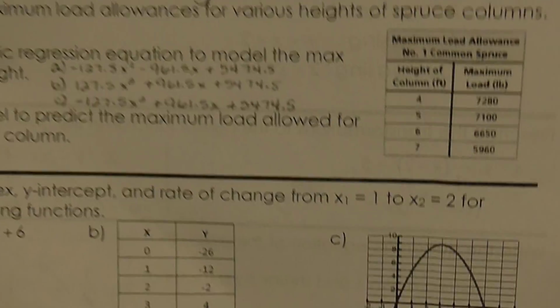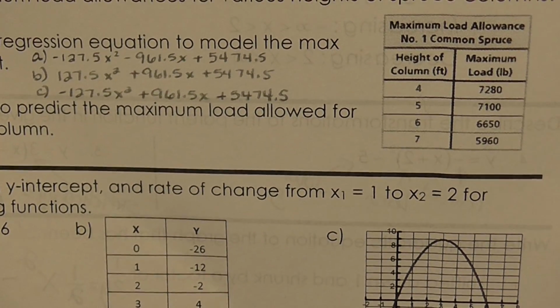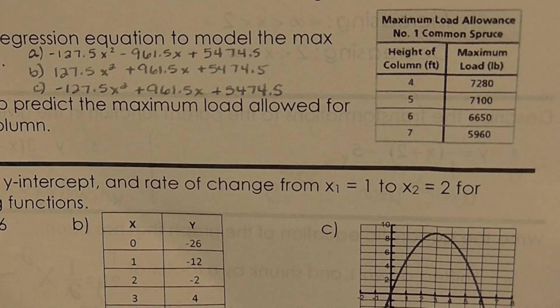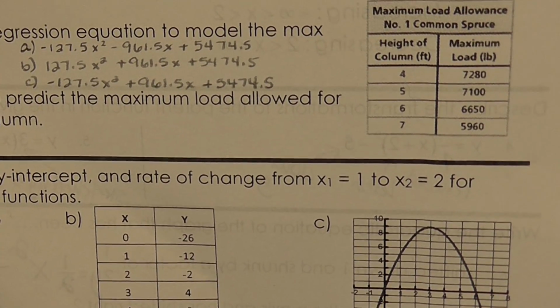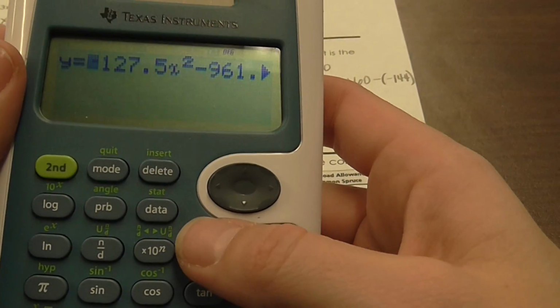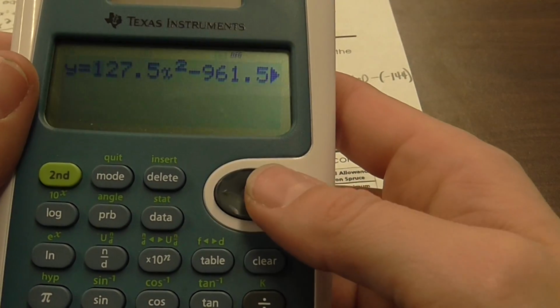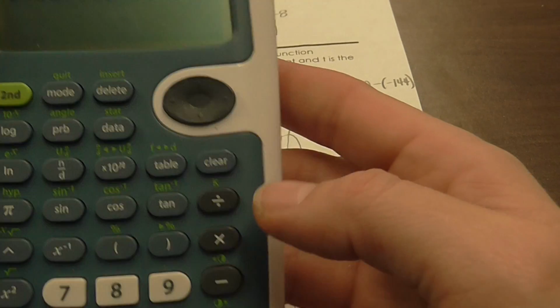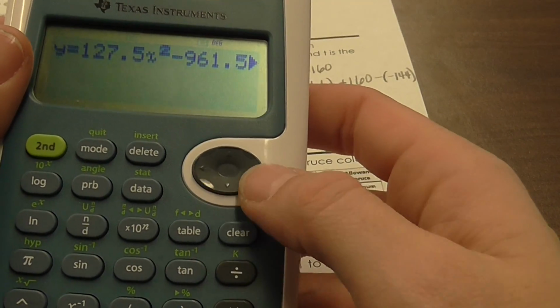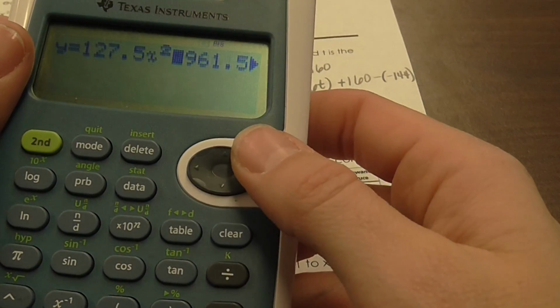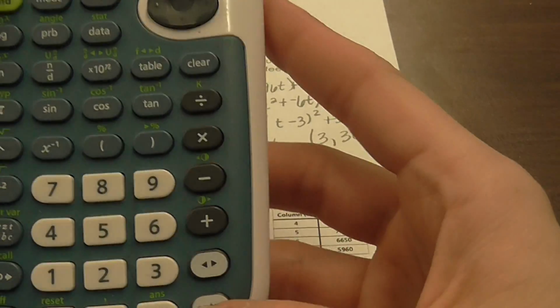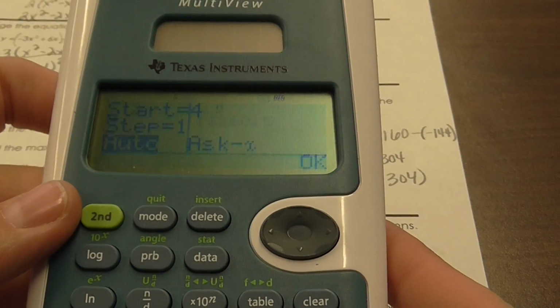Well, the good news is the numbers are all the same, it's just the signs that are different. So I'm going to go in, instead of having negative 127 minus 961, I'm going to change those both to positive signs. So go to my table, they're already there, I just need to delete the negative sign and change that minus to a plus. Okay, so enter, enter, enter, enter, still starting at 4, nothing's changing, compare.